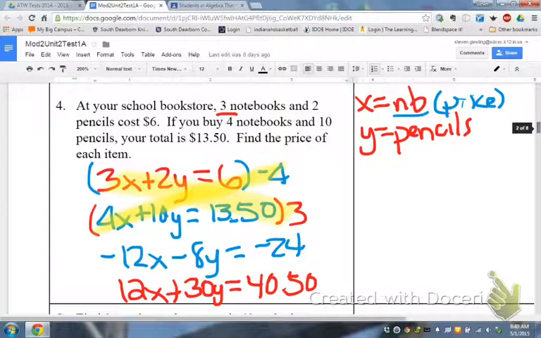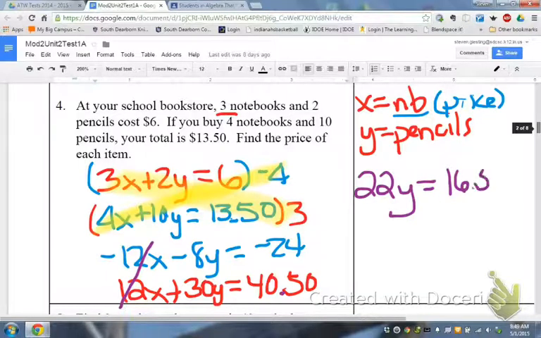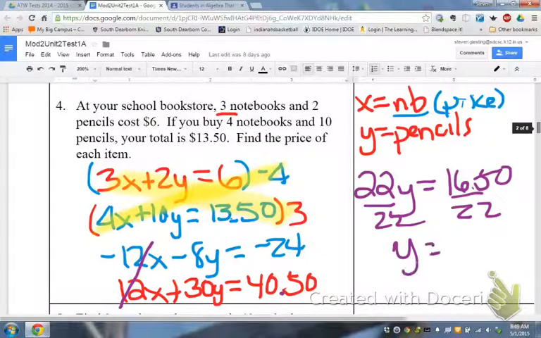So as we add them together, the x's eliminate because they're opposites. -8 plus 30 becomes 22y. -24 plus $40.50 becomes $16.50. I can divide that by 22. And we find out that our pencils cost 75 cents each.